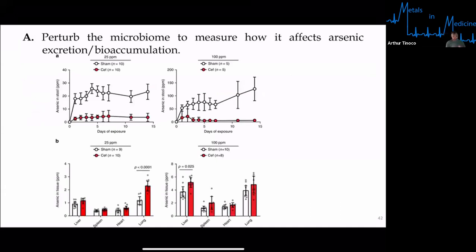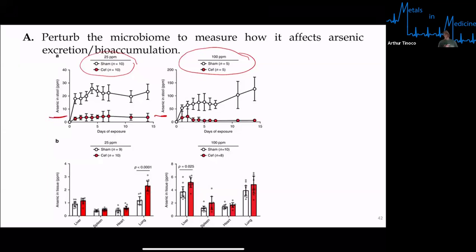So maybe a little bit hard to see here. So what are we looking at here? So we're looking at treatment of arsenic at 25 ppm and 100 ppm. Okay, and in the white dots are the sham delivery, and the red dots are the broad spectrum antibiotic, the SAF. All right, so here we're looking at the amount of arsenic in the stool. So the sham versus the SAF.